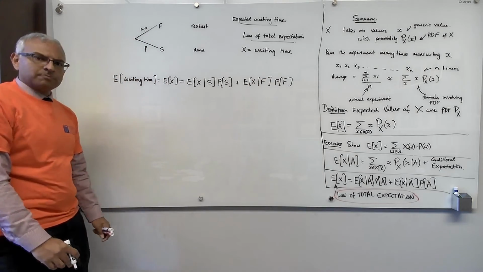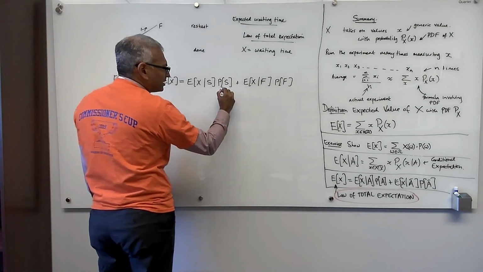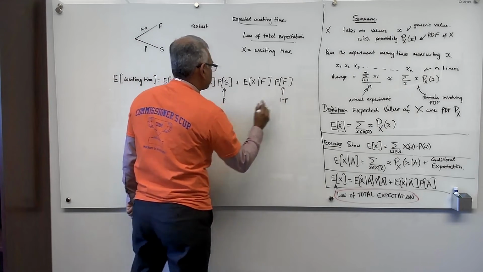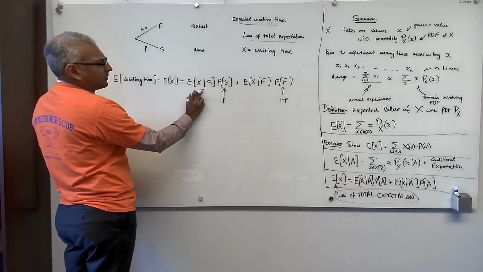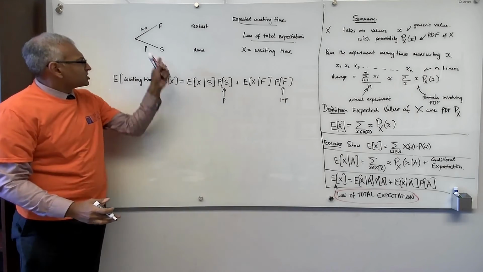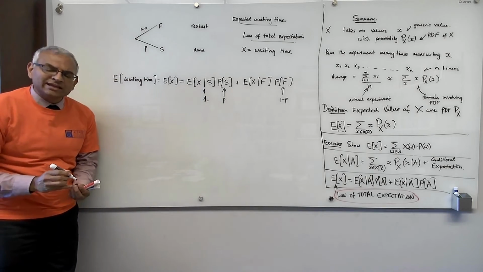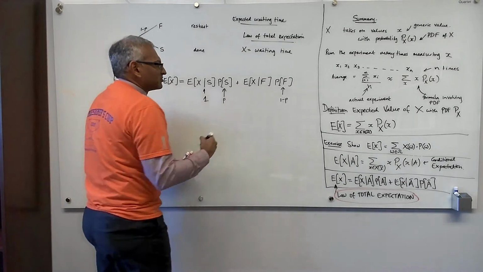Now let's see if we can put numbers onto these. The probability that you succeed is p. The probability that you fail is 1 minus p. Now, the expected waiting time if you succeed, well, you're done. It's just one step. So this is just 1. What's the expected waiting time if you fail? This is the interesting one.